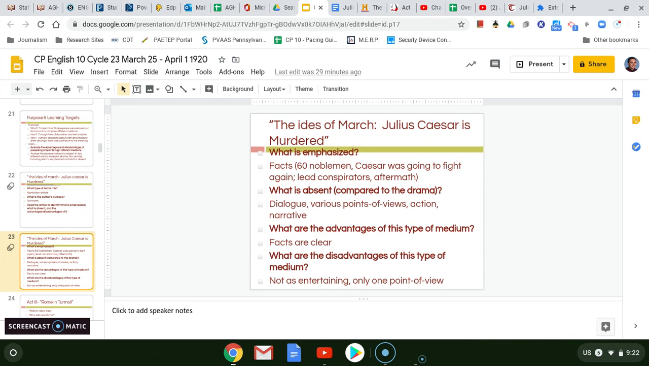Now, one of the advantages, though, is that the facts are clear. If you're an audience member and you're watching the play, you may not understand that there were 60 people. You may not understand why exactly people were so ticked off at Caesar, right? And so one of the advantages of the history.com nonfiction article is that it may not be entertaining, but it does give you the facts. And so the disadvantage is that it isn't as entertaining, and you only get one point of view.